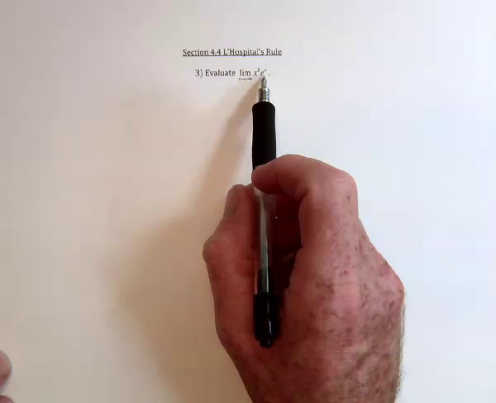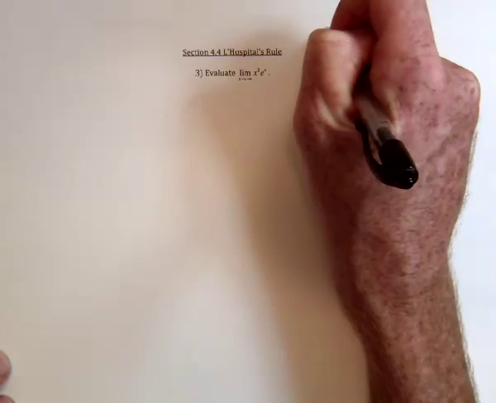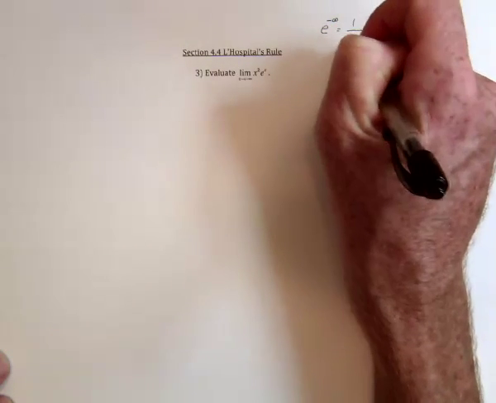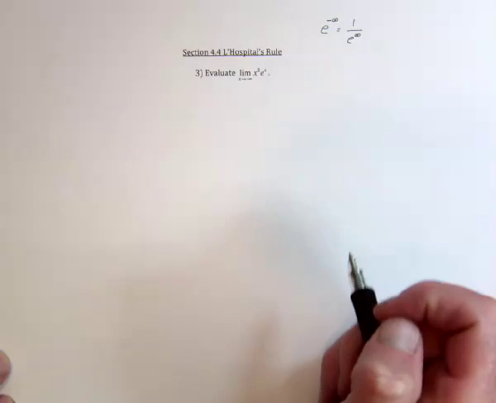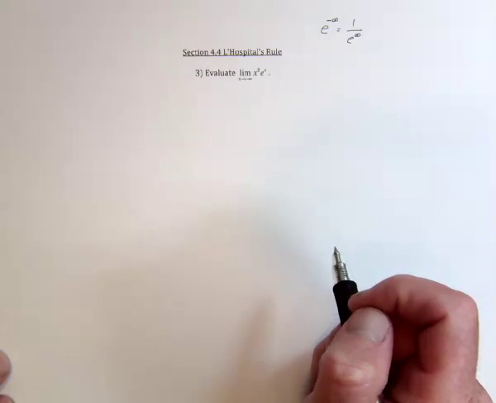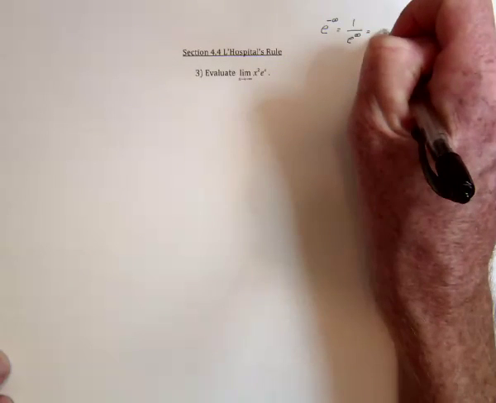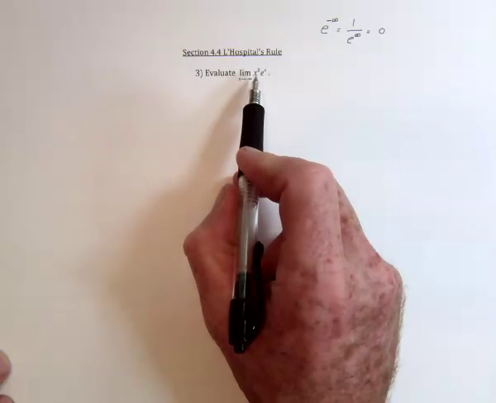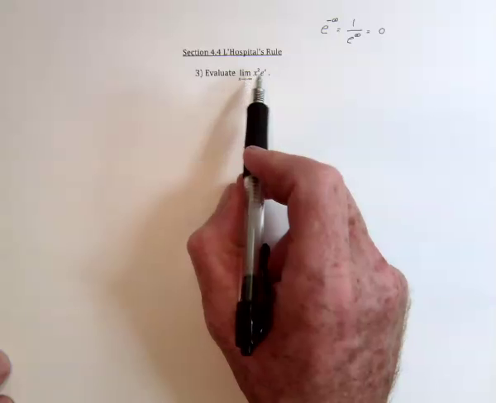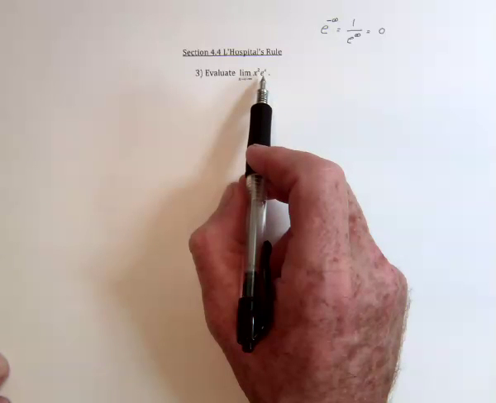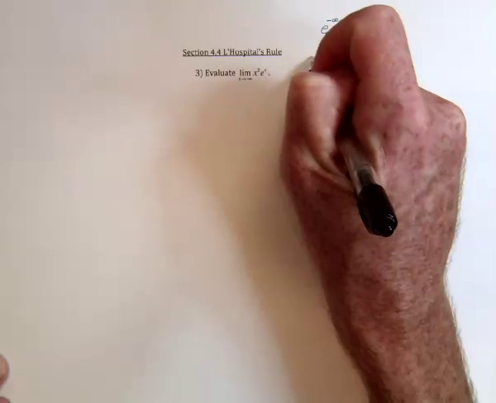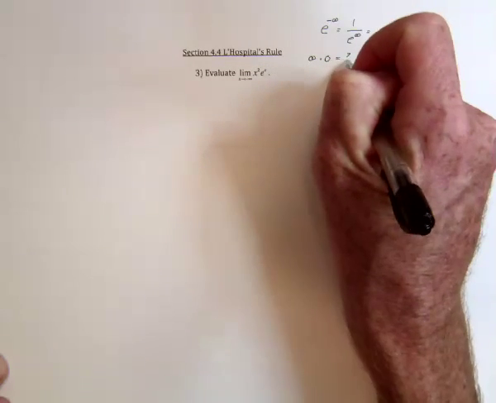And e to the negative infinity, well, let's see, a negative exponent means invert, so that would be 1 over e to the infinity, and that means 1 divided by infinity, which is going to be 0. So in other words, this one is going to infinity, and this one's going to 0. So we have 0 times infinity. So 0 times infinity, how much is that?